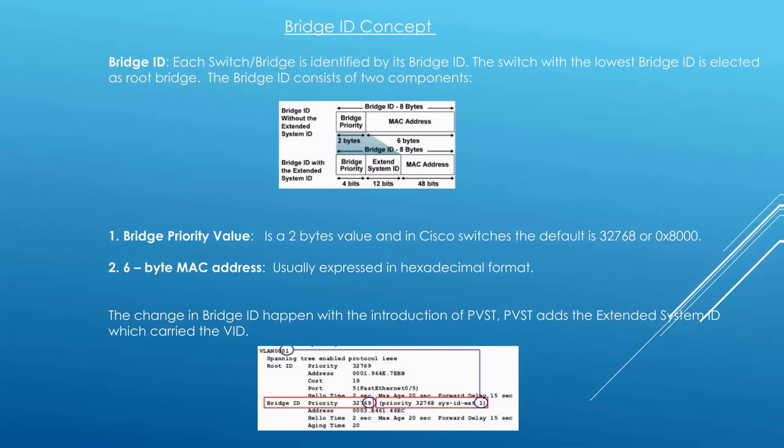It has two components. One is the bridge priority value, and this is a 2-byte value, or 16 bits, and in Cisco the default is 32768. That is the default value of the bridge priority. The second component is a 6-byte MAC address, usually expressed in hexadecimal format. When you add the bridge priority and the MAC address together, this gives a switch a unique BridgeID.